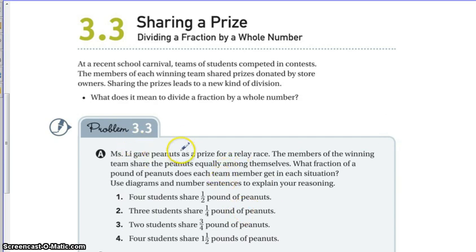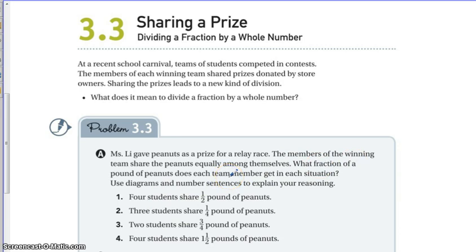So Miss Lee gave some peanuts as a prize for a relay race. The members of the winning team share the peanuts equally among themselves. What fraction of a pound does each team member get in each situation? Use diagrams and number sentences to explain your reasoning.